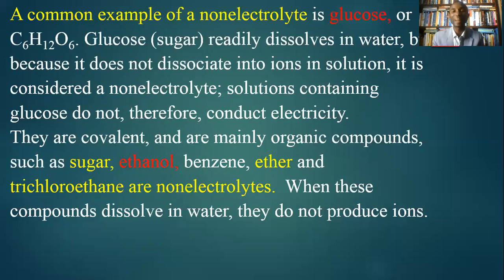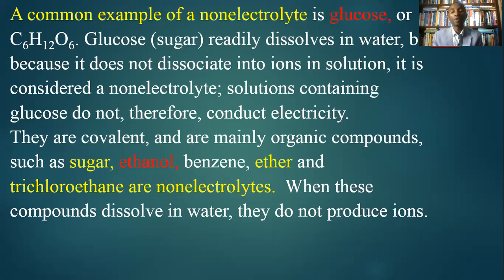Still remember, the ions are the main thing. They are the electric charge carriers. If it cannot produce ions, no matter how soluble it is in water, it cannot conduct electricity. So glucose, of course, can dissolve in water, but it does not produce ions. So it's a non-electrolyte. We still have many other organic compounds like sugar, ethanol, benzene, ether, trichloroethane, and many others. They are non-electrolytes.